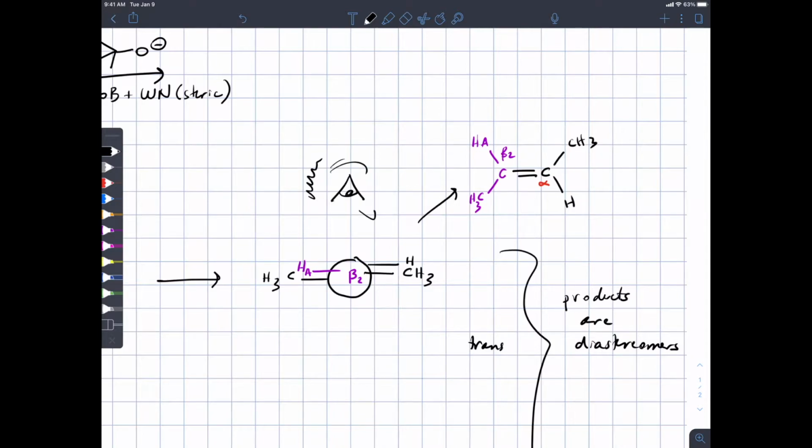I'm not seeing the CH3 on the right side. Maybe it's just the one.